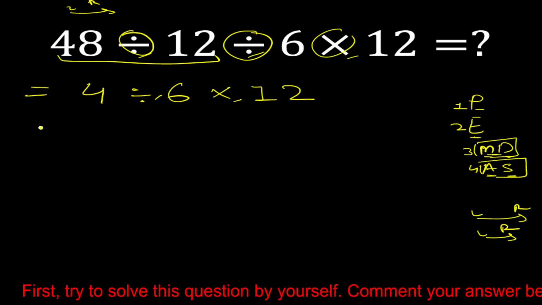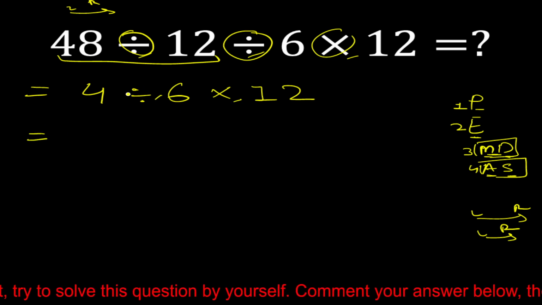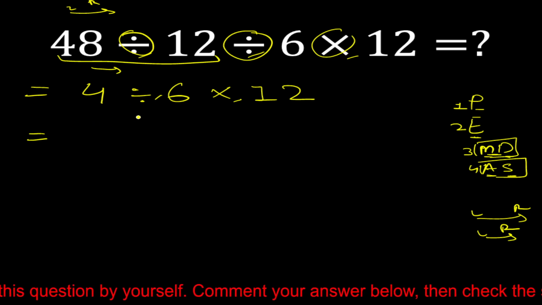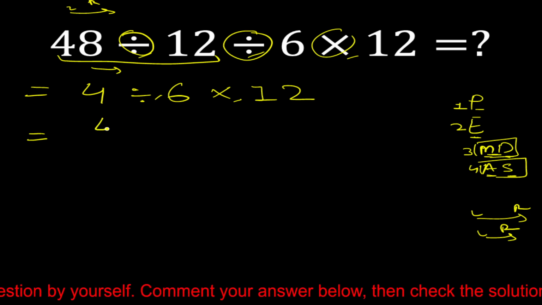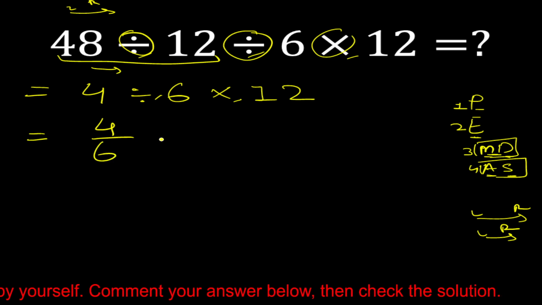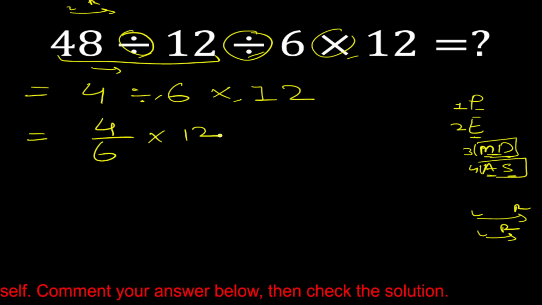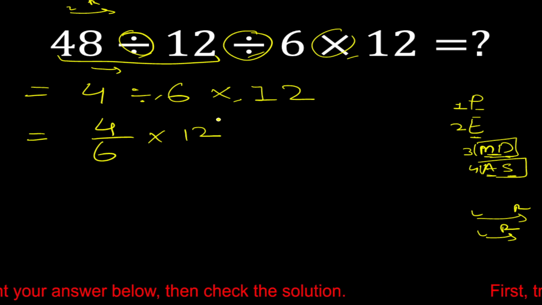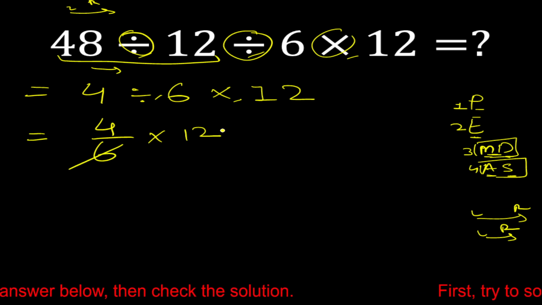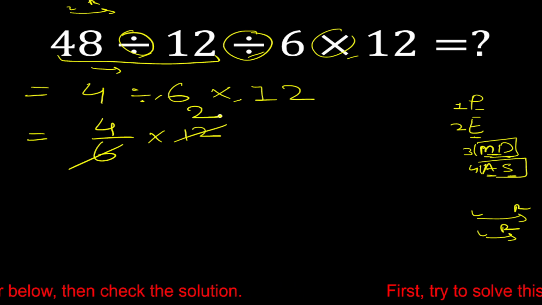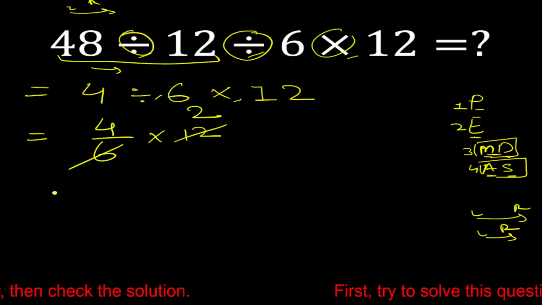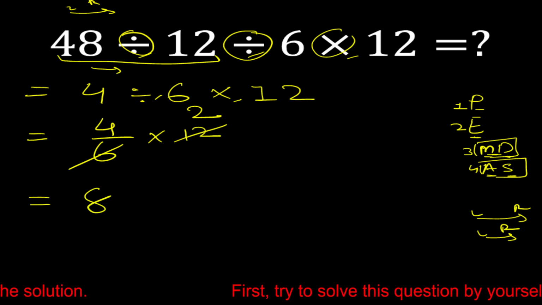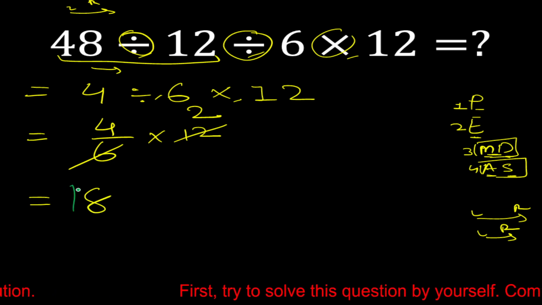Now this division and multiplication both have equal priority, so we have to solve from left to right. Okay. So 4 divided by 6 can be written as 4 by 6 multiply 12. Okay. Now cancel this 12 by using 6. So 6 multiply 2 is equal to 12. So 4 multiply 2 is equal to 8. Okay. So the correct answer is 8.